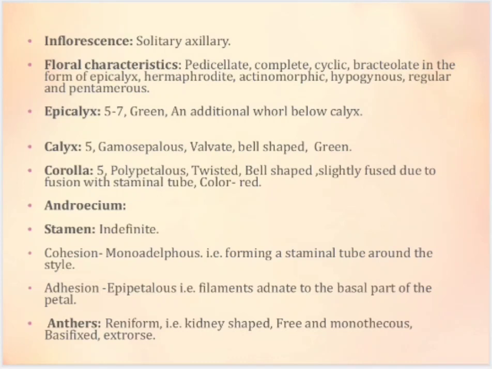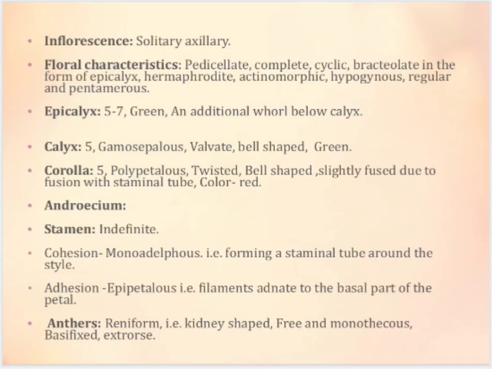Epicalyx color is green, an additional whorl present below the calyx. 5 sepals are present in the calyx and all sepals are fused, hence the condition is gamosepalous. Aestivation of calyx is valvate. Calyx is bell shaped and green in color.